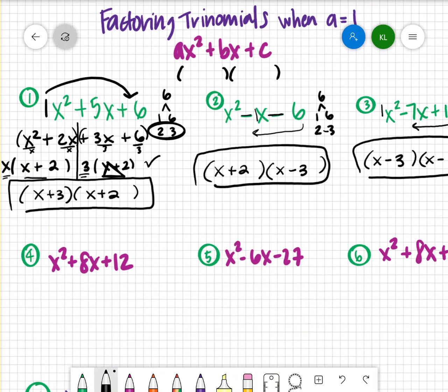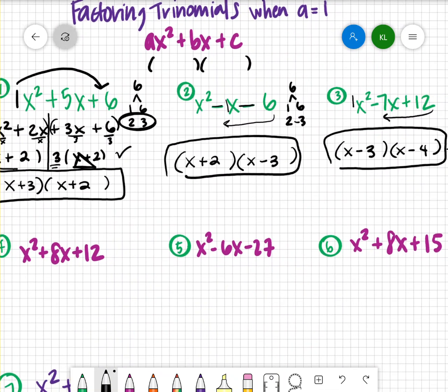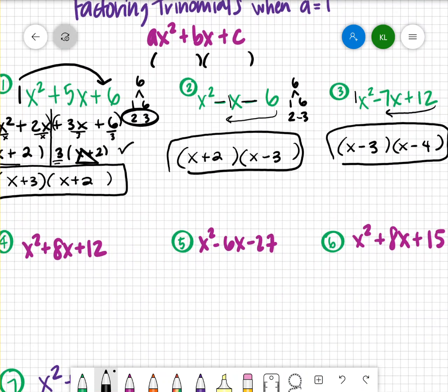Okay, looking at number 4, if you want to pause this, you can go ahead and try these 3. I'll go ahead and I'll keep working on it. So again, my a value is 1, so finding factors of 12 that add to give me 8. I can list my factors pretty quickly. 6 and 2, they're both going to be positive. And I'm always going back to double checking. 2 times 6 is 12, 2 plus 6 is 8. Okay, and you may be able to skip this process even of listing the factors.